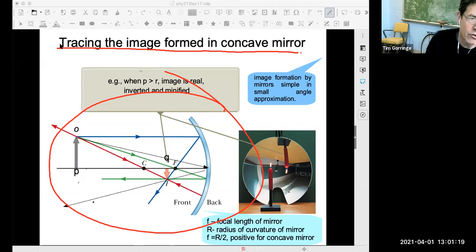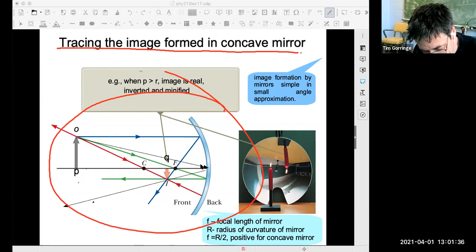The way I try to remember what concave is, although I still mix them up with convex, is that concave contains the word cave. And the mirror is kind of making a little cave for me to live in. So this is the cave of the concave mirror. Okay, so let's start to explore the image that's formed by an object in a concave mirror.